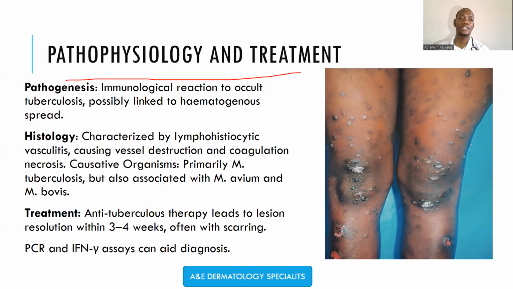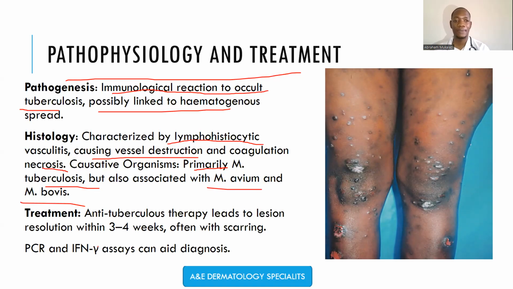In the pathophysiology, this type of tuberculid is thought to be an immunological reaction to occult tuberculosis, possibly linked to hematogenous or blood spread. In the histology, you will see lymphohistiocytic vasculitis, and sometimes you have vessel destruction and coagulation necrosis around the vessels. The causative agent is primarily Mycobacterium tuberculosis, but it has also been reported with Mycobacterium avium intracellulare complex and M. bovis. Still, TB treatment will help you resolve these lesions in no time.